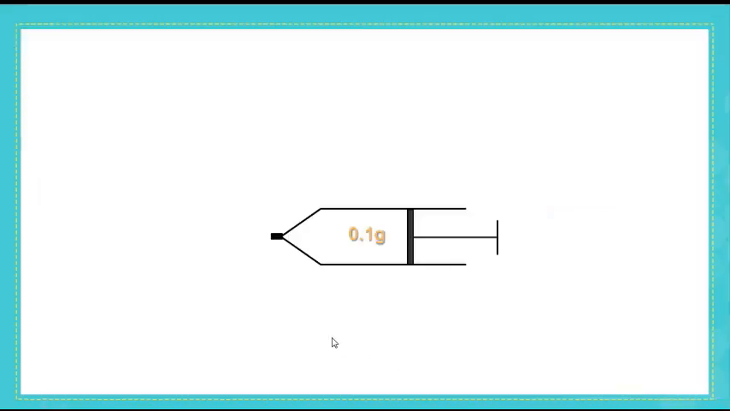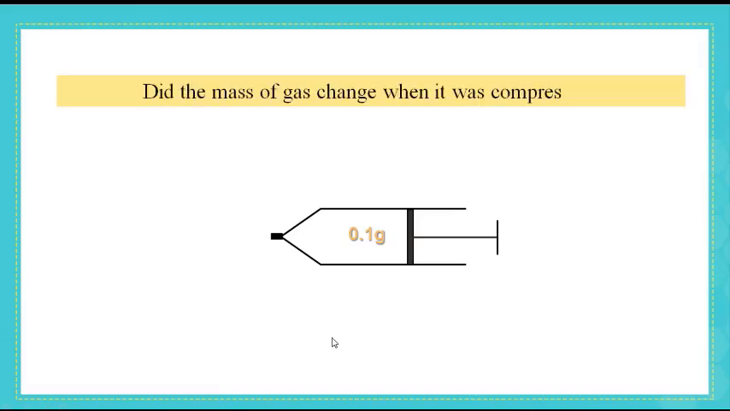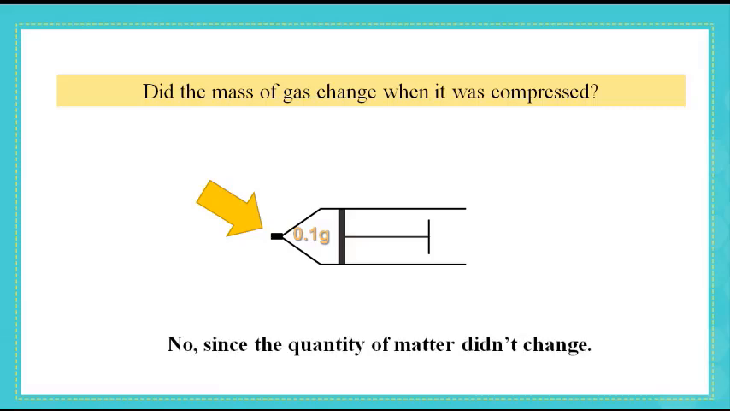We talked about the volume of gas after compression. What about the mass of gas? Did the mass of gas change when it was compressed? Let's see. Here we fill a syringe with 0.1 gram of gas, and we close the syringe with a stopper. Then we push the piston inwards. As you notice, the mass or the quantity of gas remains 0.1 gram. Thus, the answer of our question, the mass of gas doesn't change after compression, since the quantity of matter remains the same.